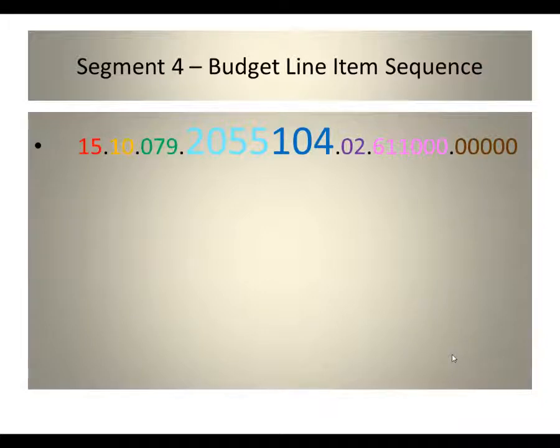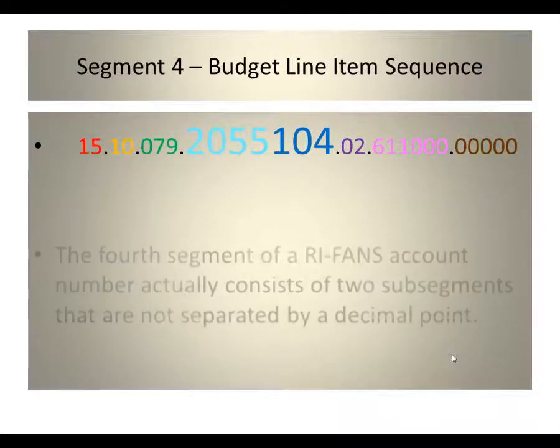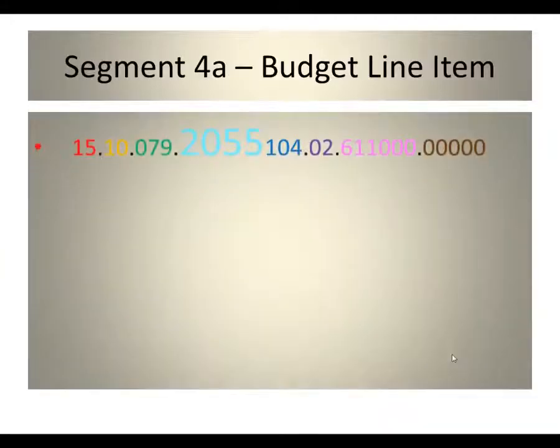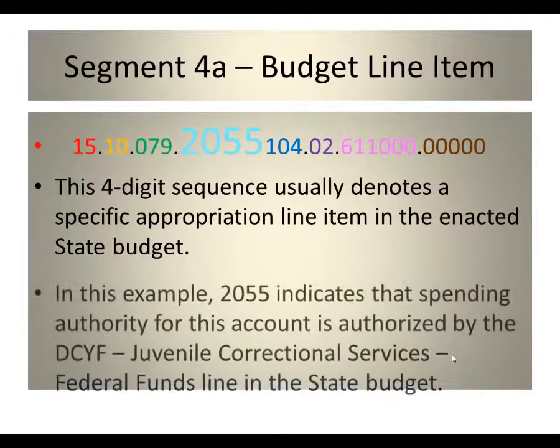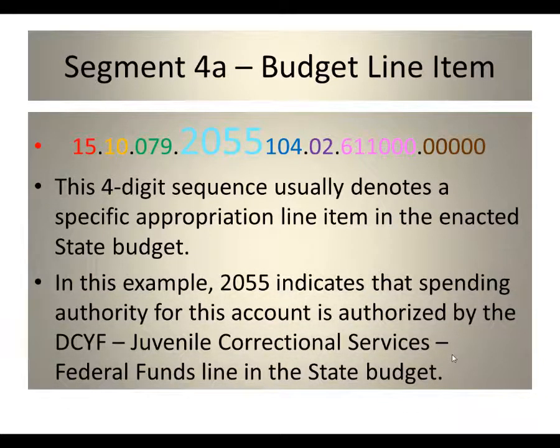The fourth segment of our account number is a 7-digit field that actually consists of 2 components that are not separated by a decimal point. The first 4 digits of the fourth segment, as shown in light blue in the example, usually denote a specific appropriation line item in the enacted state budget. In our example, the number 2055 tells us that this account is authorized by the DCYF Juvenile Correctional Services Federal Funds line in the state budget for the fiscal year ending June 30th, 2015.